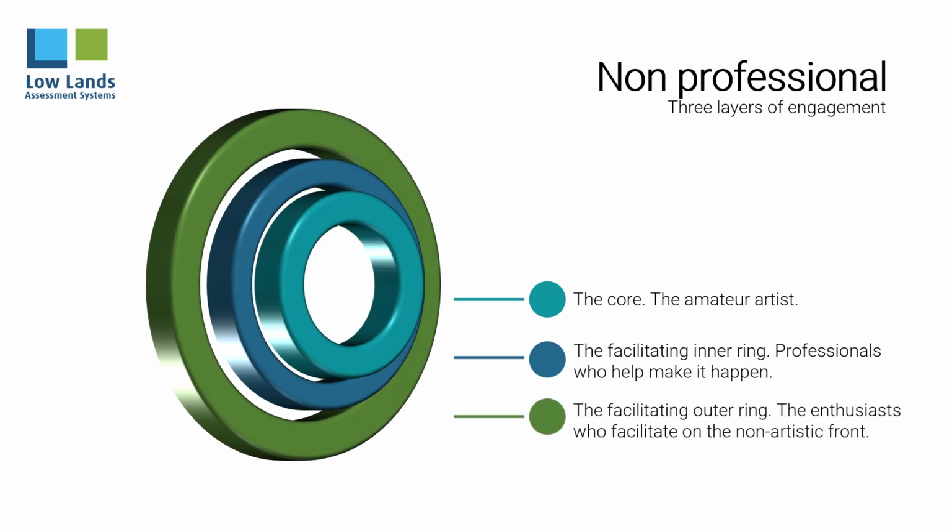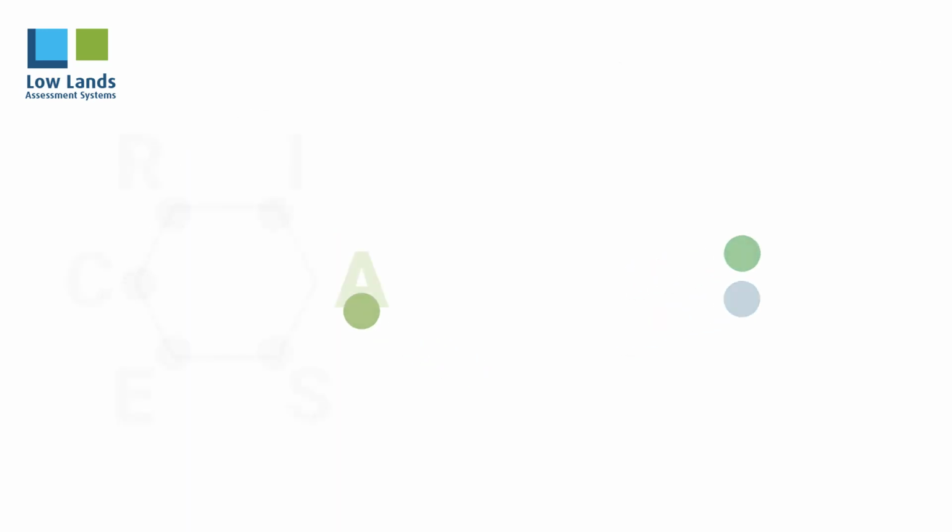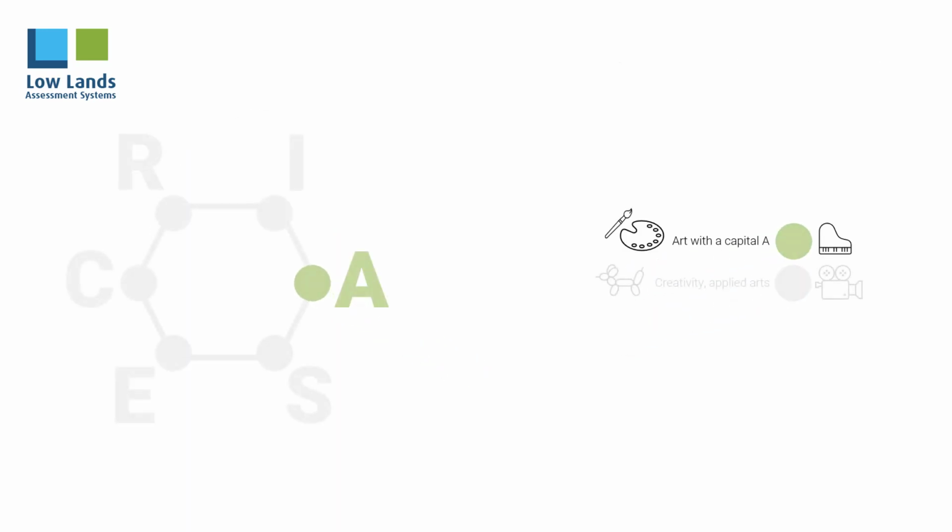In the non-professional context, we usually find unpaid enthusiasts in the facilitating outer ring. Think of all the parents who will pay for materials, buy or make ballet costumes, provide transportation, and of course consume their offspring's art with unconditional enthusiasm. So much for the sidestep, back to the main story. The first component focuses on identifying interests in the fundamental art forms. Art for art's sake.